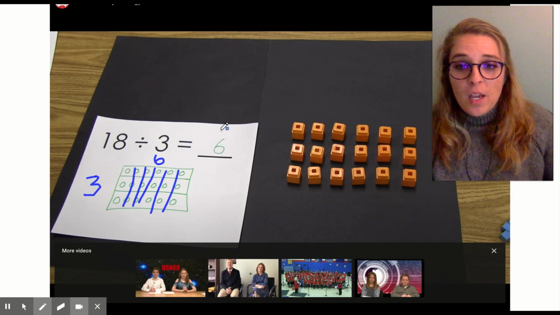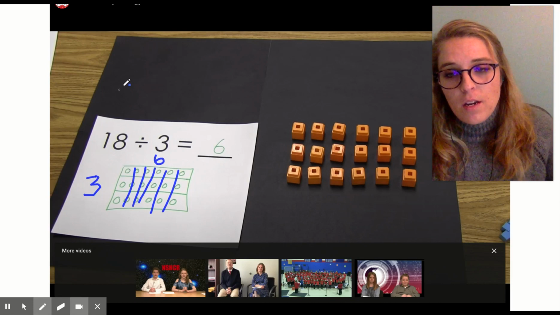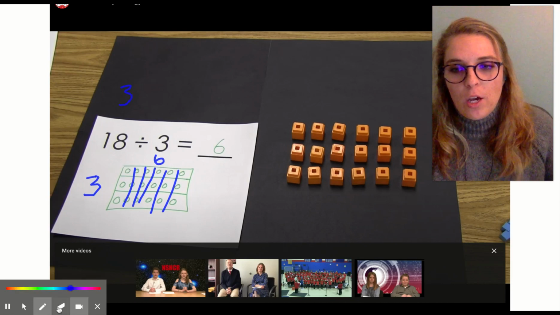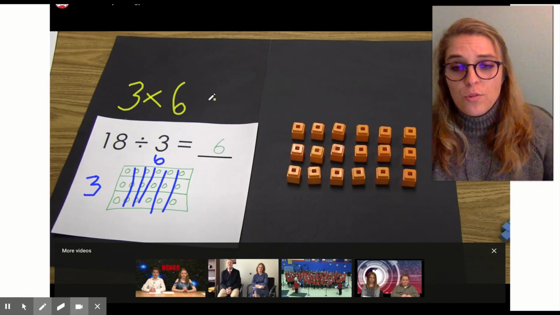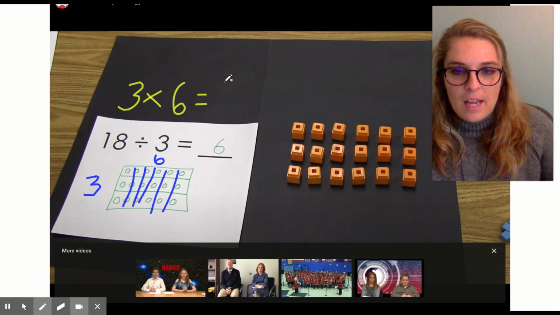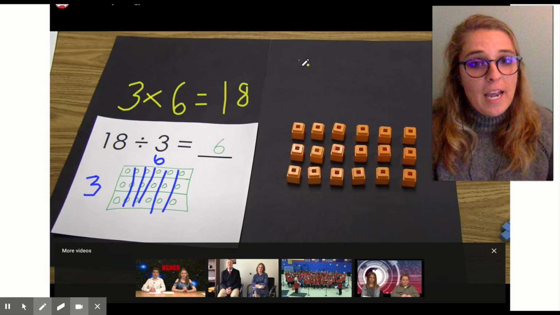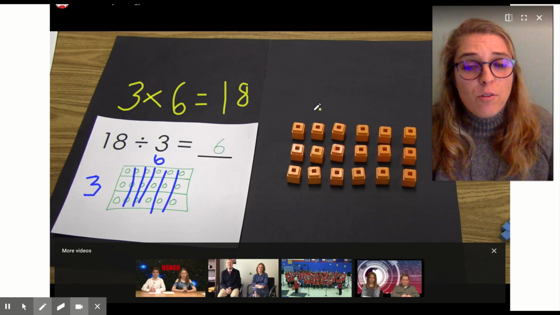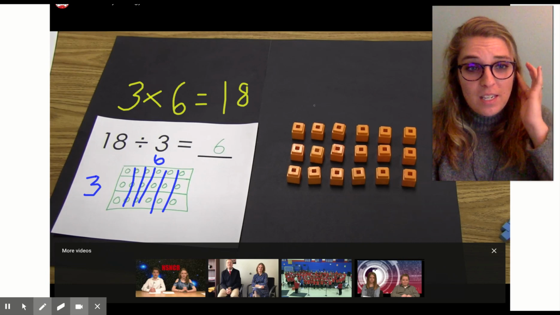So I know that if I were to write this in a multiplication equation, I would write 3. Oh, you can't quite see that very well. Let me do it in another color. I could write the 3 rows times the 6 columns, or 3 groups of 6, equals 18. So basically, what we're going to practice today is looking at arrays like this and writing both division and multiplication equations to help us realize fact families can be used to solve.